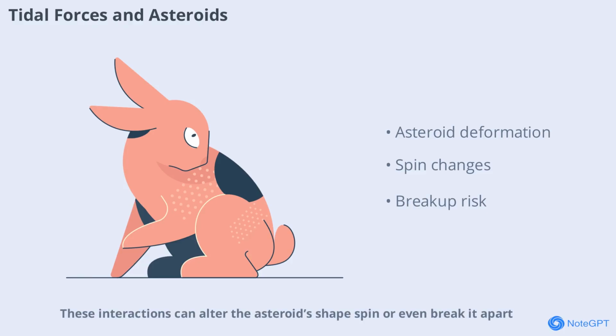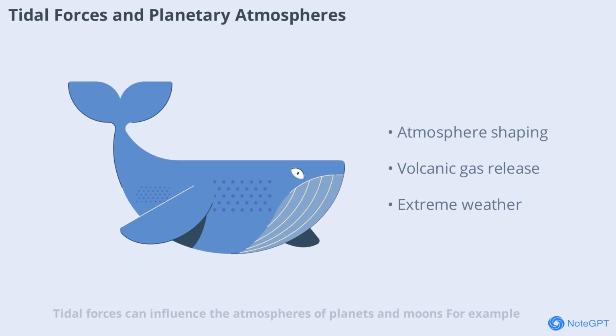These interactions can alter the asteroid's shape, spin, or even break it apart. Studying these effects helps scientists understand the history of our solar system and the risks posed by near-Earth objects. Tidal forces can influence the atmospheres of planets and moons. For example, tidal heating can drive volcanic activity, which releases gases and shapes the atmosphere.